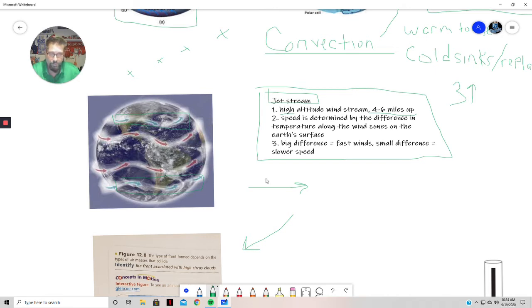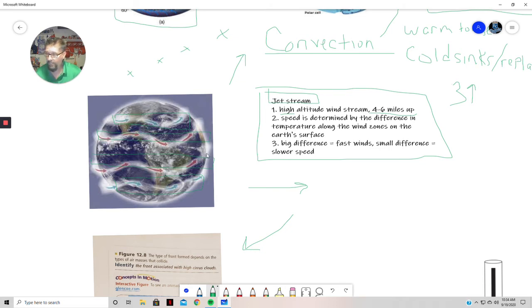But what you also want to know is the speed. It's a very fast wind. And the speed is determined by the temperature differences in the wind zones that we talked about up there. So along the equator, which is obviously right in here, it's very, very warm, and winds in this area, those prevailing westerlies, are cooler. And when that temperature difference is a bunch, the jet streams are really fast.